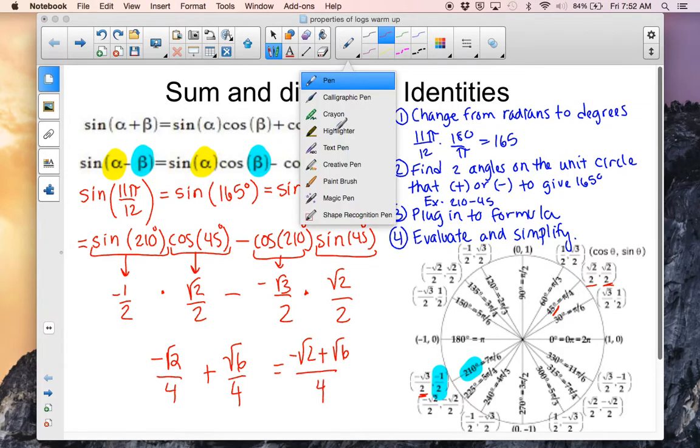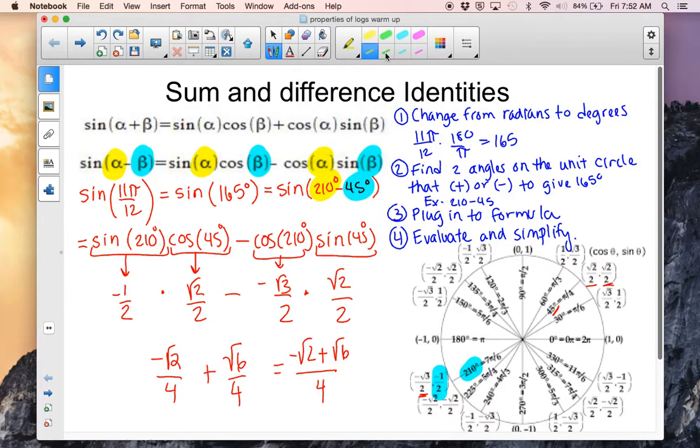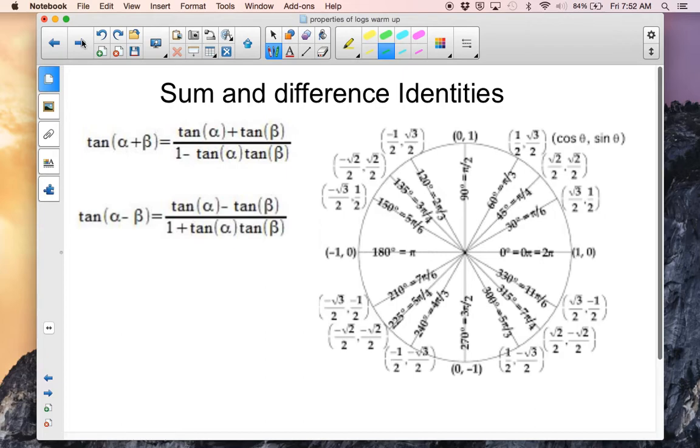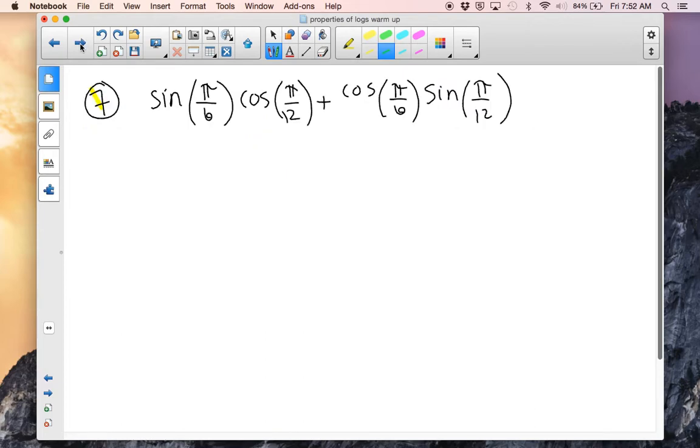So what we've shown is that this first value here, sine of 11 pi over 12, equals negative square root 2 plus square root 6 over 4. Okay? Now depending on what trig function you're using, you're going to have to choose the formula that you want. So you guys can go ahead and copy down. You can pause the video and copy down your formulas.